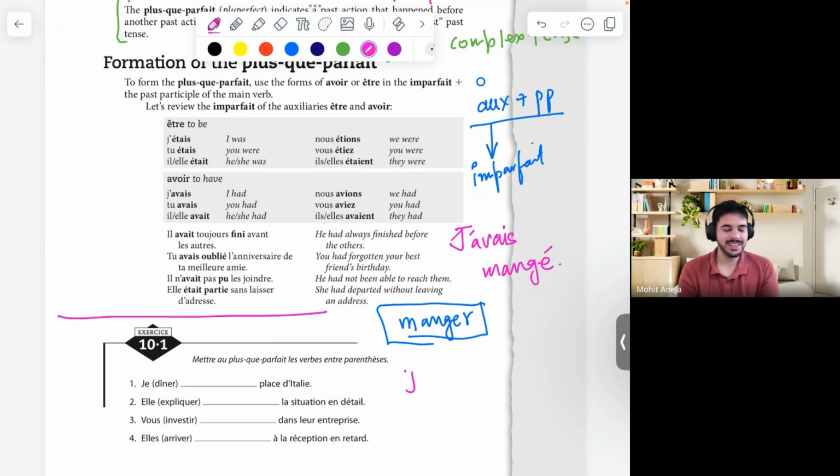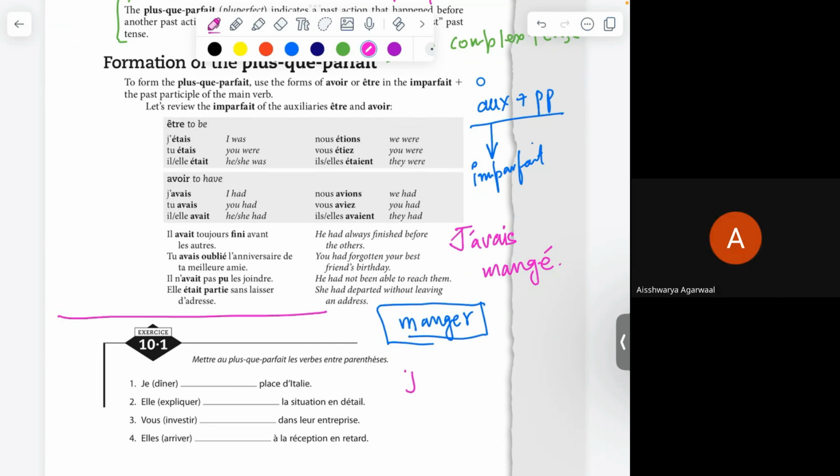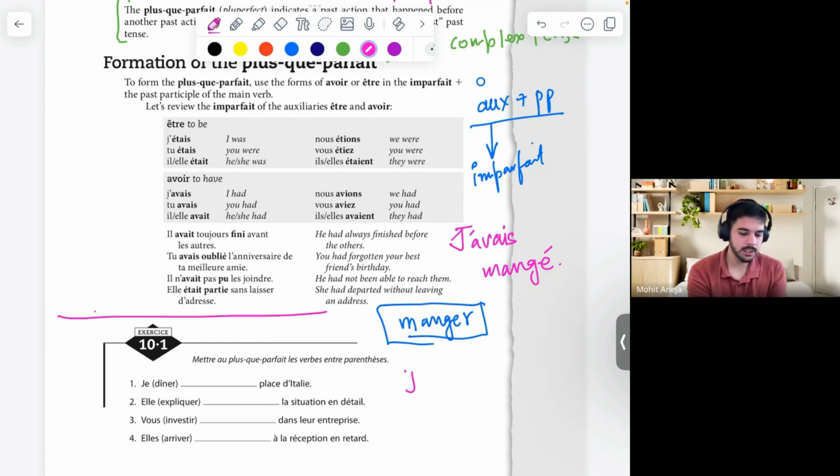They had arrived when we started eating. Okay, so E1 is E2. Here E1 is "they had arrived", they had reached earlier, and then we started eating. Okay? So here, which event qualifies for the plus-que-parfait?